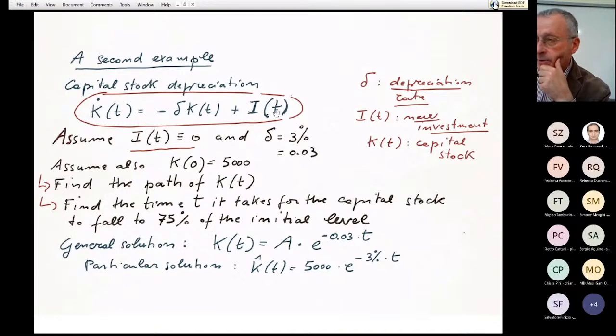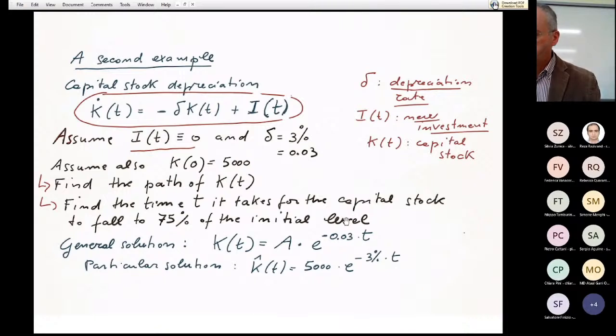So if we assume that K0, the initial capital stock, is 5,000, we want to find the path of K_t, and we want to find the time t it takes for the capital stock to fall to 75% of the initial level, okay? So the general solution to this model is just K_t equal to a constant, capital A, times exponential of minus 0.03t. Okay, this is already the general solution.